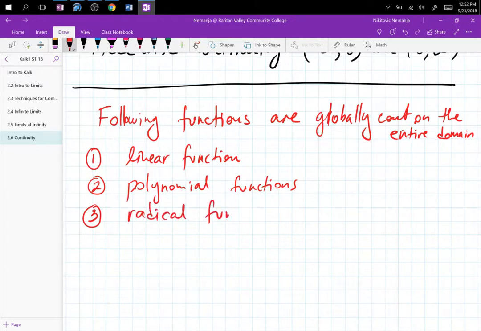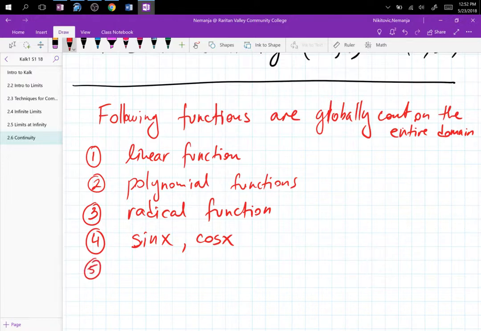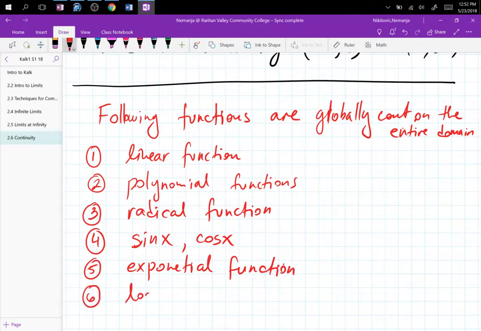3. Radical function. 4. So we have radical function, then sine x, cosine x, not the other ones. Exponential function. Logarithmic function.